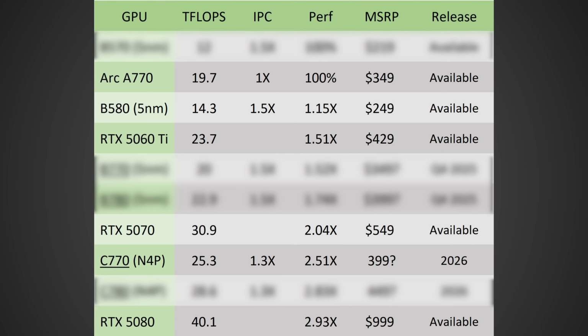Well, taking a look here at my next chart, we can crunch some simple numbers, and the C770 at a maximum amount of clock speed should come in at roughly 2.5 times faster than the A770. Now, if we compare that to available data on the RTX 5070 and 5080, that means it would land somewhere between the RTX 5070 and the RTX 5080. However, the C770 would likely come in at a price point of $399.